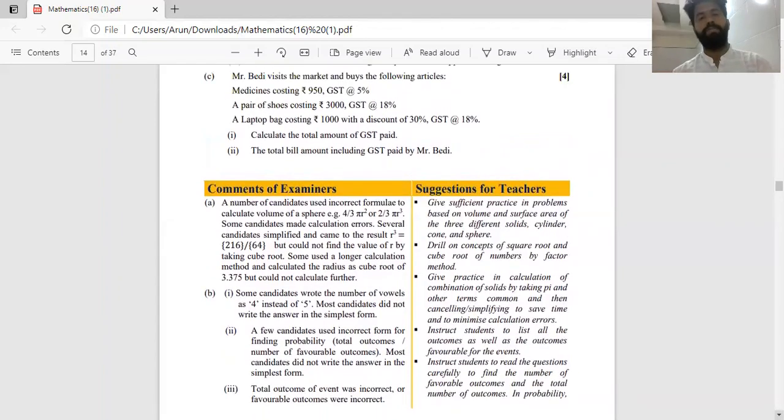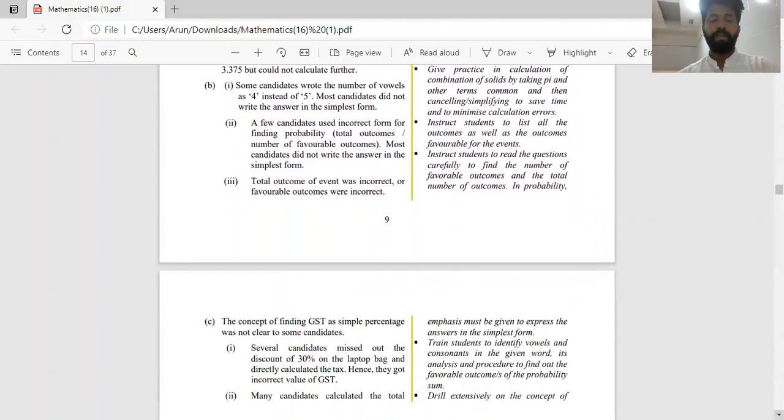Next, Mr. Bedi visits the market and buys the following articles. It's a question on GST. Medicines have a different rate of GST. For a pair of shoes, there's a different rate of GST. And a laptop bag with a discount at the rate of GST of 18%. You have to calculate the total amount of GST paid.